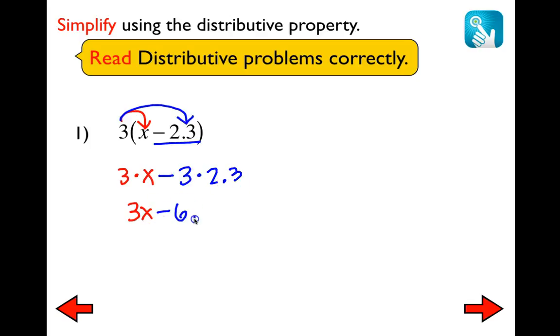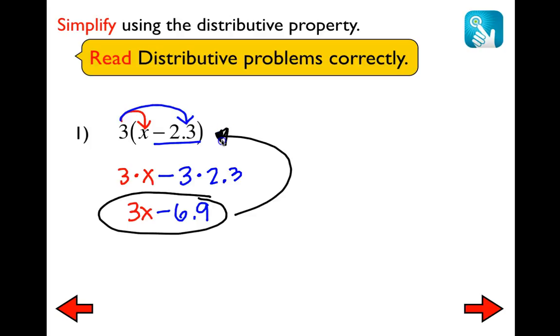negative 6 and 9/10. So notice I am using the order of operations and doing multiplication before I do any subtraction. Now, something that I want to focus on is I want you to understand yet again that this expression here is equivalent to my original problem. This is simply a simplified version of the first expression.